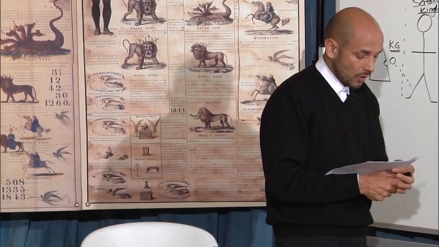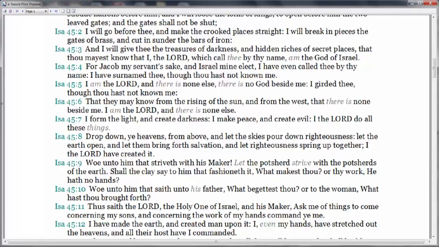Isaiah 45, verse 9. Woe unto him that striveth with his maker. Let the potsherd strive with the potsherds of the earth. Shall the clay say to him that fashioned it, what makest thou? For thy work hath no hands.